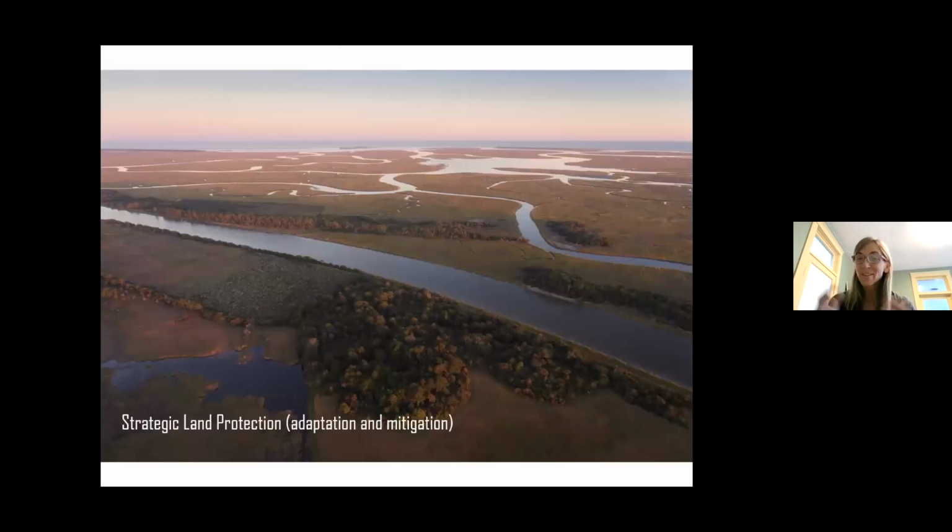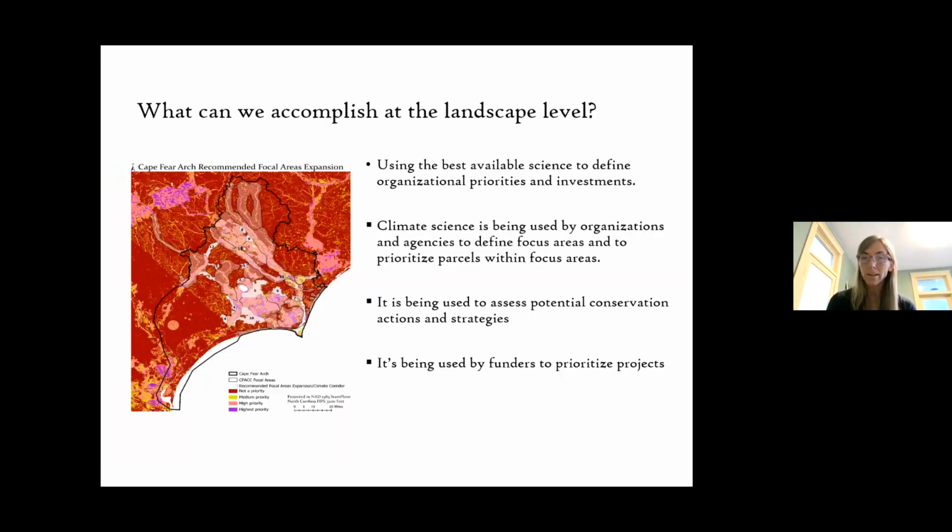And so we have the first step of collecting the science, understanding what's available to us in our geography, and then a goal often of pursuing the most strategic land protection opportunities that are available, and those that contribute to both adaptation and mitigation of climate impacts. So what are some of the things that we might try to accomplish that are more at the landscape scale?